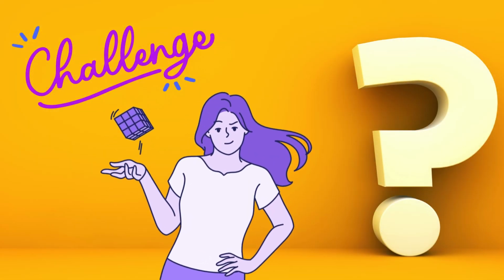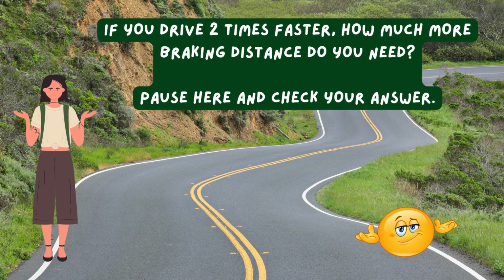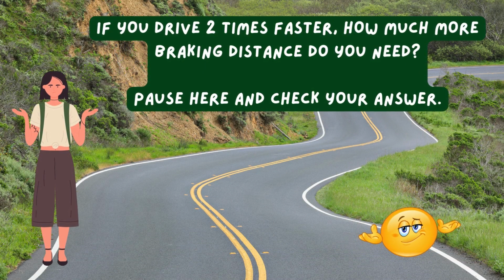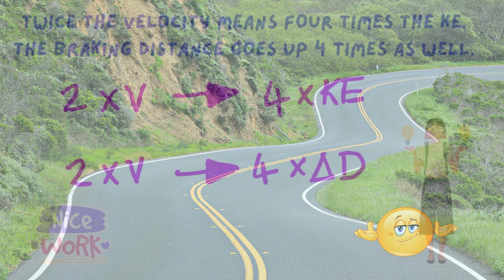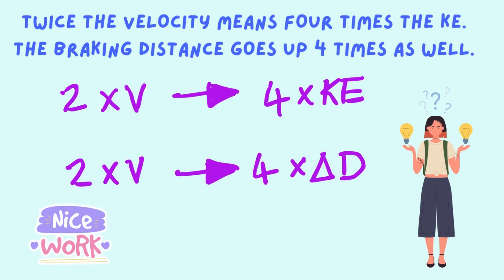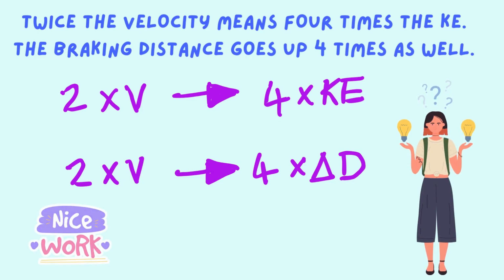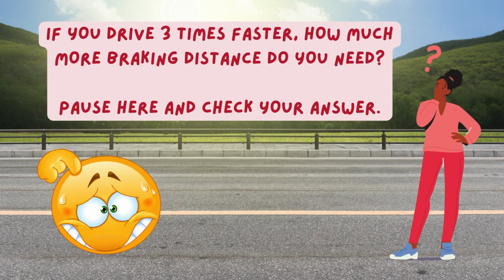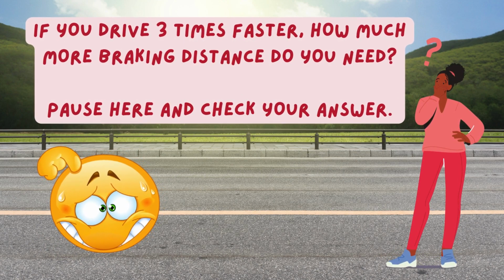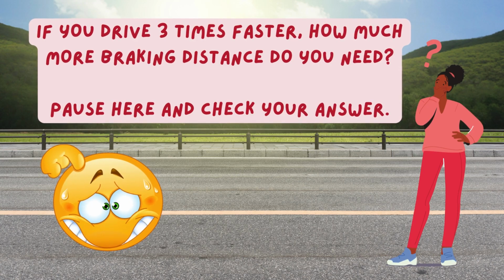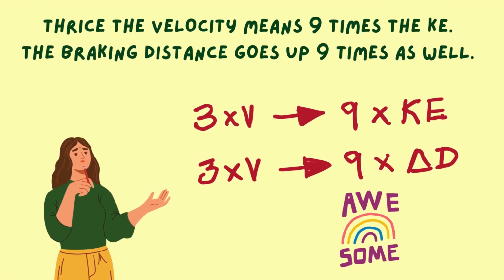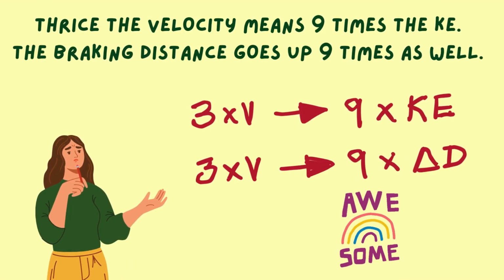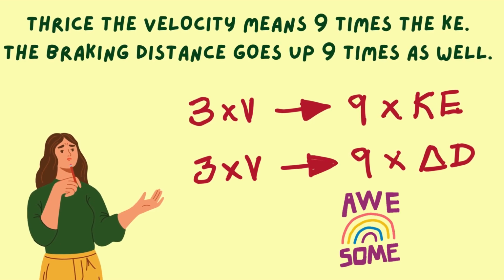Challenge questions. If you drive 2 times faster, how much more braking distance do you need? Pause here and check your answer. Twice the velocity means 4 times the KE. The braking distance goes up 4 times as well. If you drive 3 times faster, how much more braking distance do you need? Pause here and check your answer. Thrice the velocity means 9 times the KE. The braking distance goes up 9 times as well.